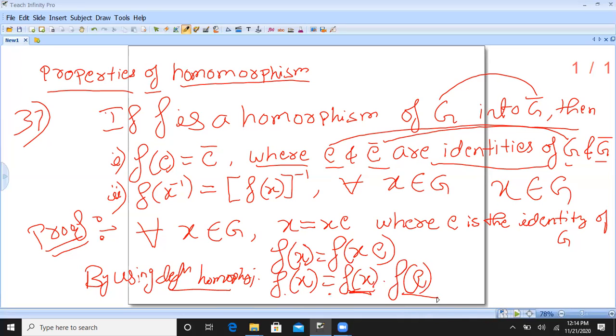Okay, next, considering, let e bar be the identity of G bar, right?